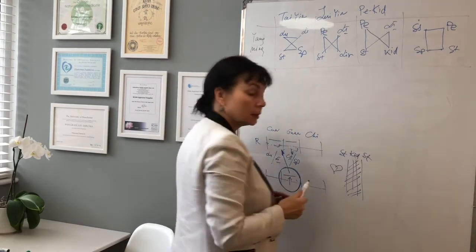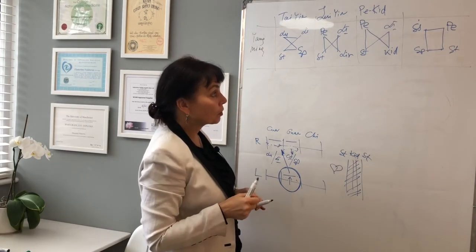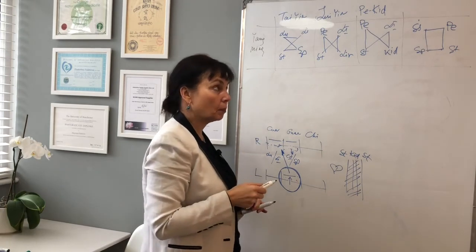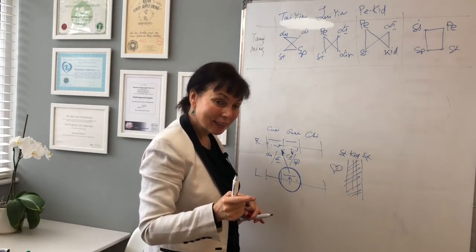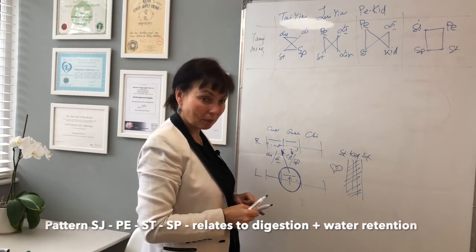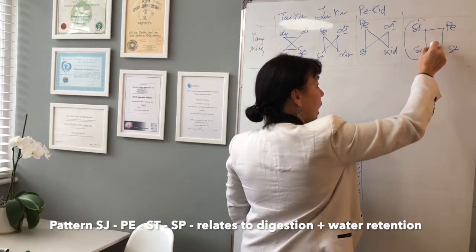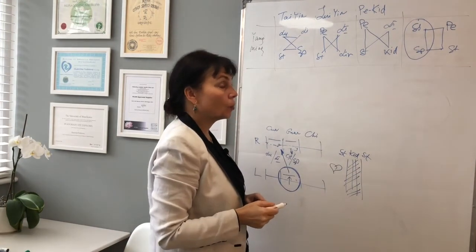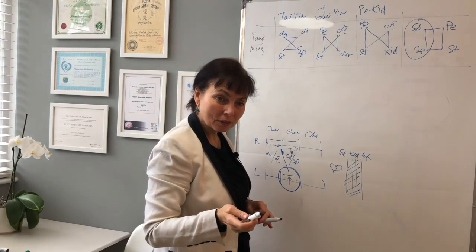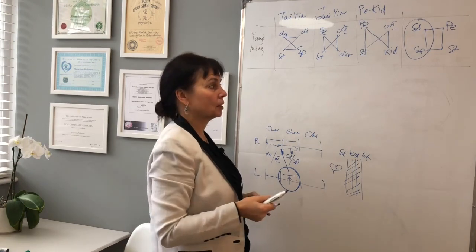And the last pattern, which goes under digestive branch, we call Sanjiao pericardium, stomach, spleen. It's also for digestive system, but with a bit of edema, water retention. Yes, Sanjiao and spleen are two meridians that work with water retention. Sanjiao moves what? Water. Yes, it's responsible for water metabolism as well as the spleen.